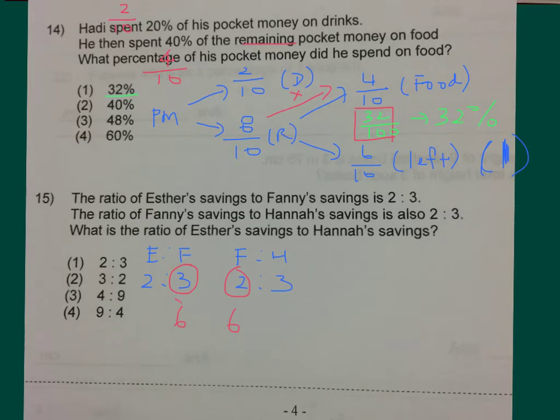In this case, 2 times 2 is 4. In this case, this is times 3, so here will be times 3 also. 6 is to 9. So they ask, what's the ratio of Esther to Hannah? Esther is actually 4, Hannah is 9. So 4 is to 9. Question 15, answer is actually 3.